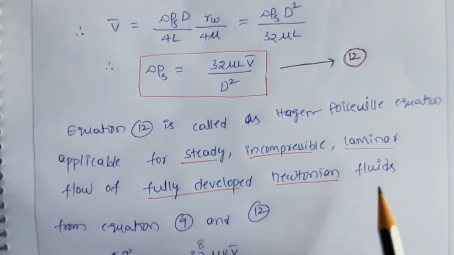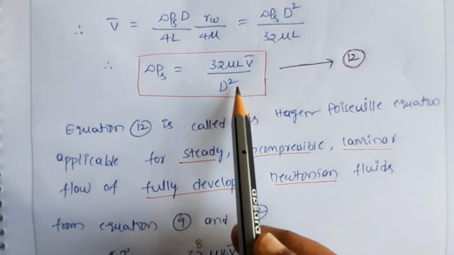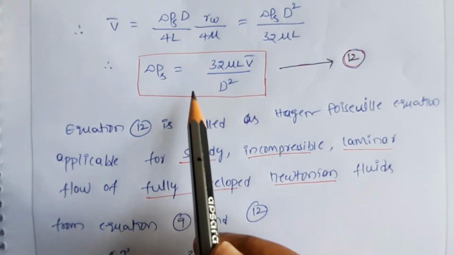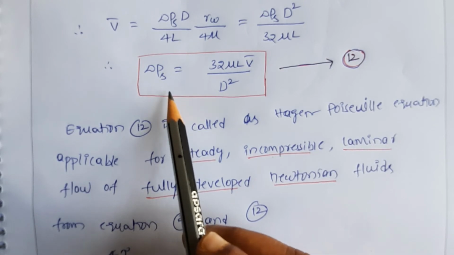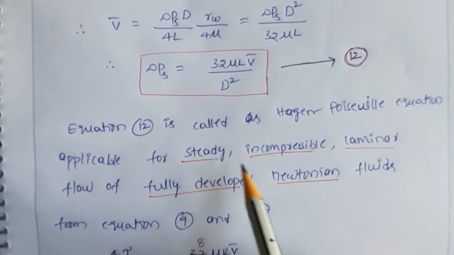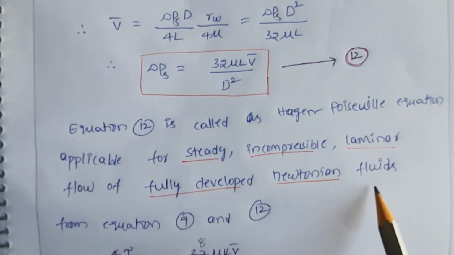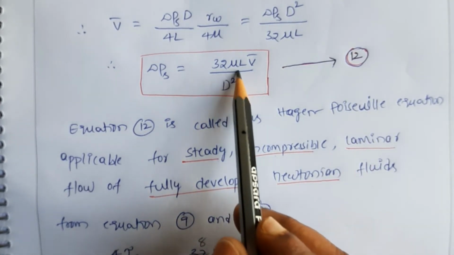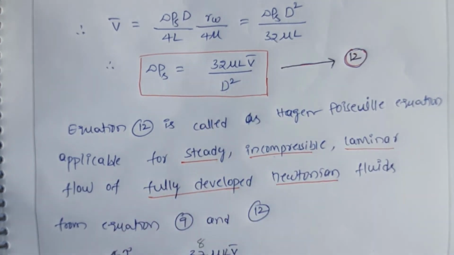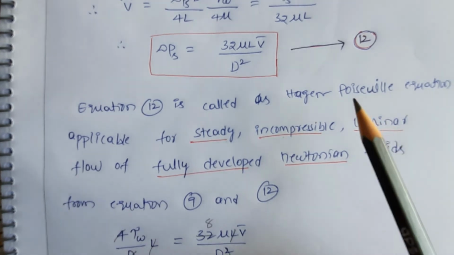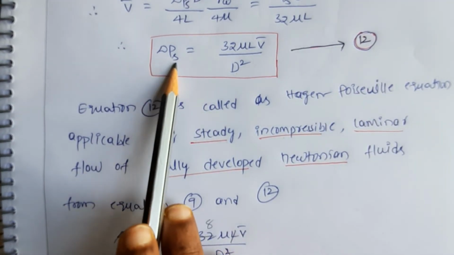Clear? Okay. So all of you are well aware of this equation, right? It is a very familiar equation, that is delta Ps equal to skin pressure drop resulted because of the skin friction in steady flow of incompressible laminar flow of fully developed Newtonian fluids is 32 mu L v bar by d square. Clear? So from this equation 12 and equation 9 we can equate delta Ps.